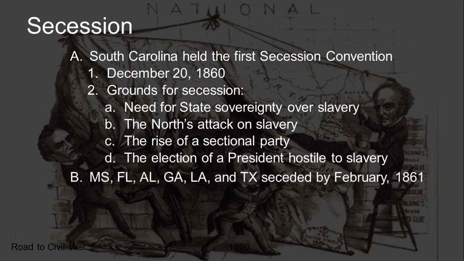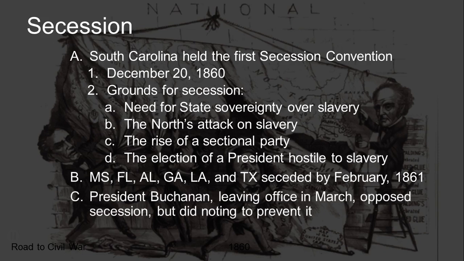Within 2 months after South Carolina secedes, Mississippi, Florida, Alabama, Georgia, Louisiana, and Texas are also going to vote to secede by February of 1861. The president, at the beginning of 1861, is President Buchanan. He's a lame duck. The election happened. He knows he is not going to be president after March.